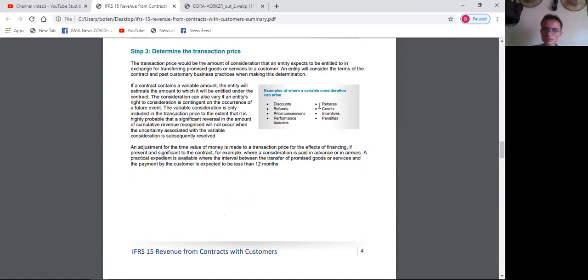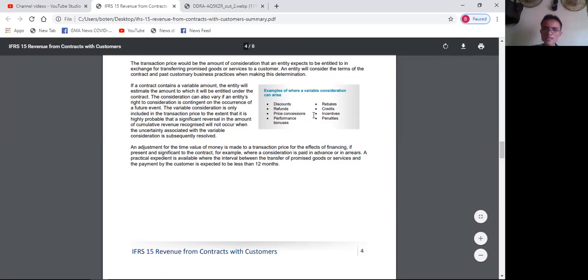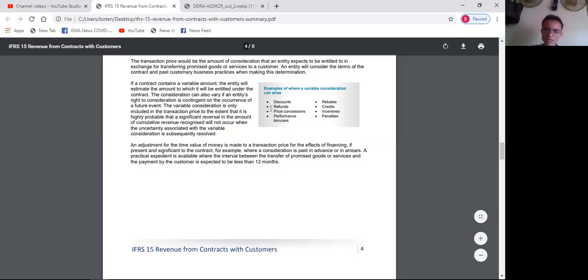Performance bonuses, rebates: this is normally what is given to loyal customers. If they are able to purchase this amount or range, then they are going to get a certain percent. Then if it goes to another level or range, there is another percent. Then credits, incentives, and penalties. Even penalties, for example, if the customer cannot pay on time, there is an additional amount. In that case, that's going to be a plus to the price. I repeat, the variable consideration can be a plus or minus to the overall transaction price.